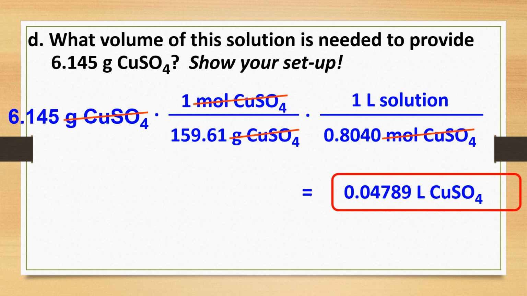So that means in this case, if you want to end up with 6.145 grams of your solute, you will need about 47.89 milliliters of your solution.